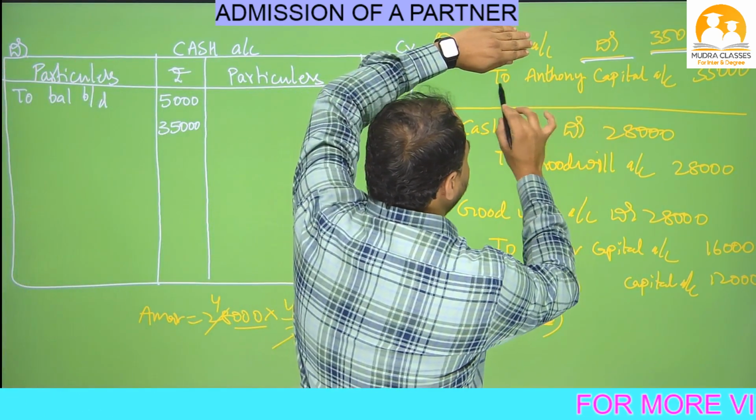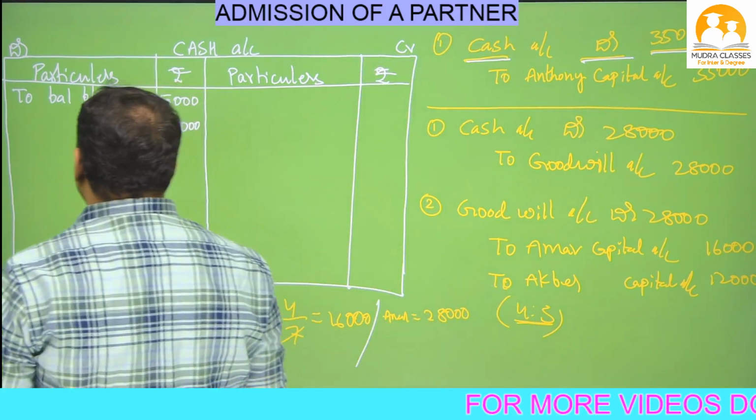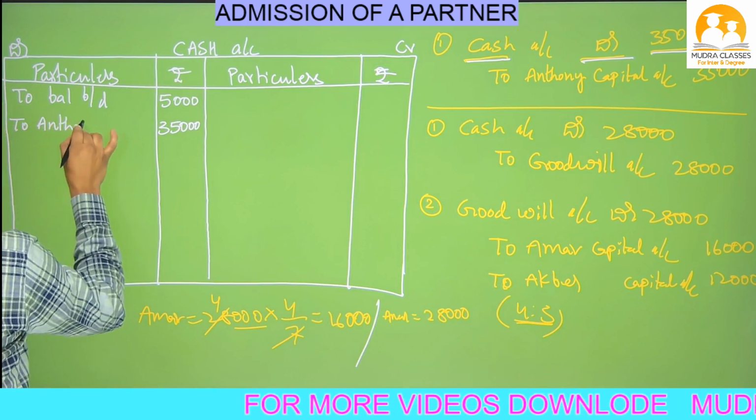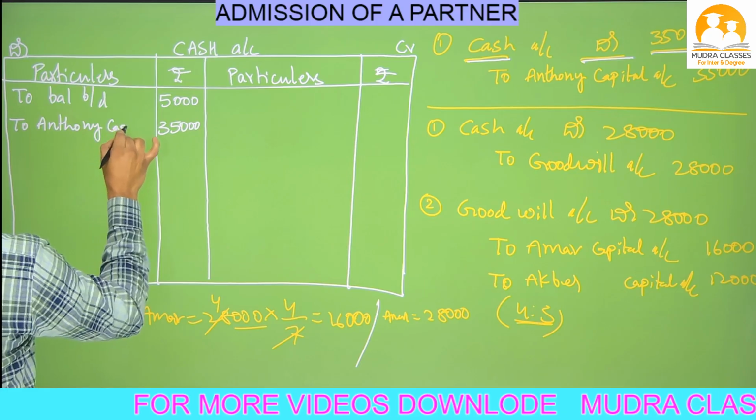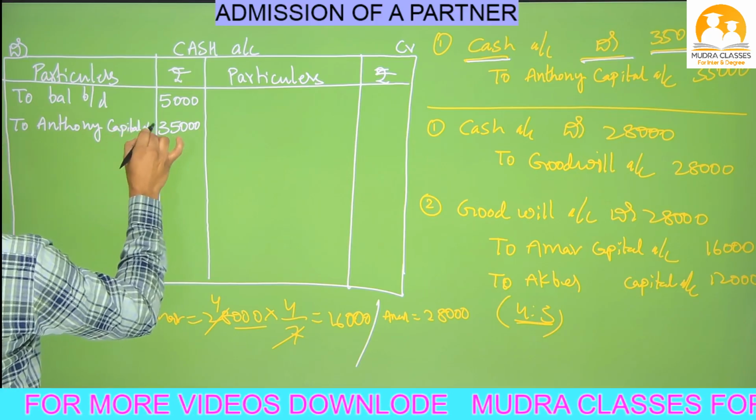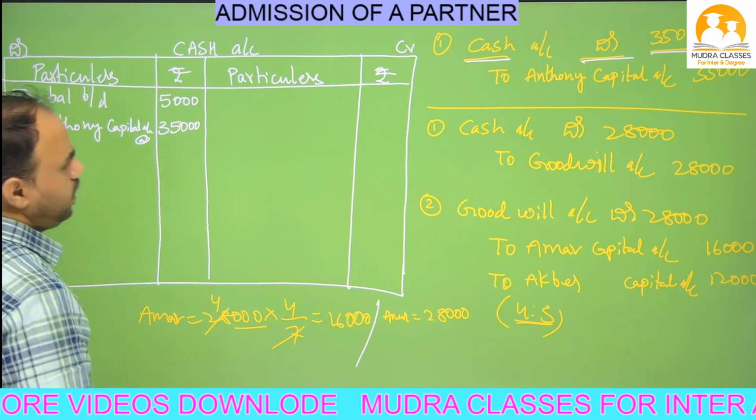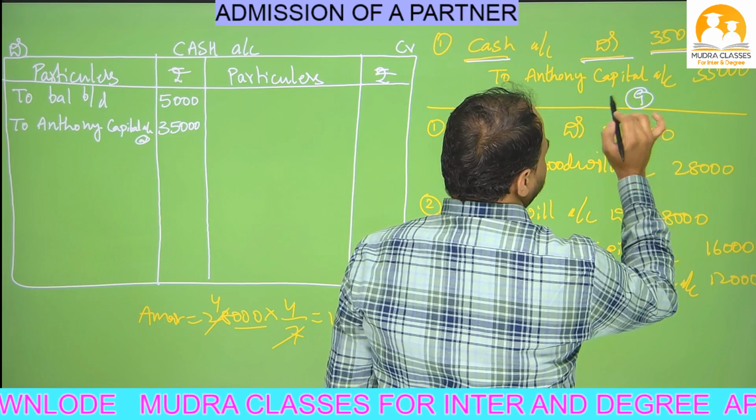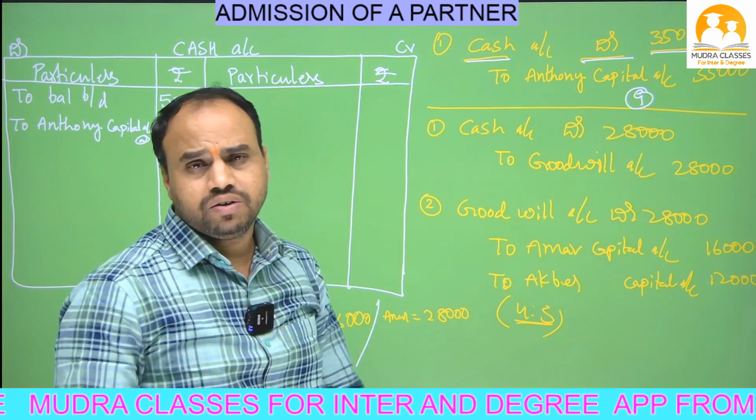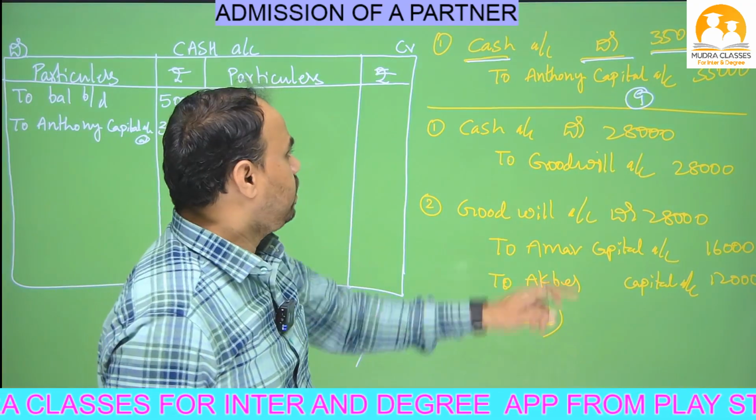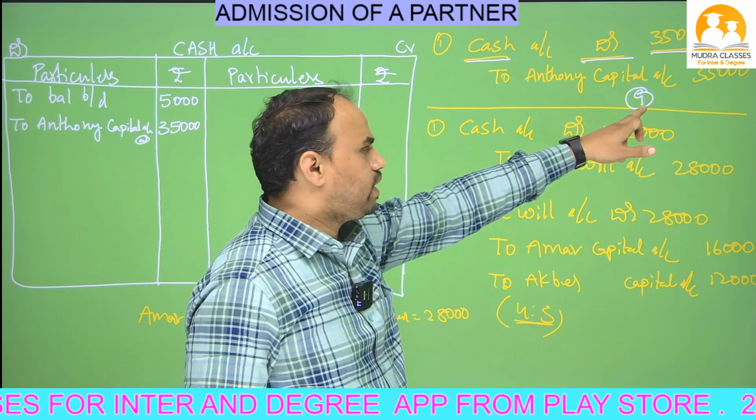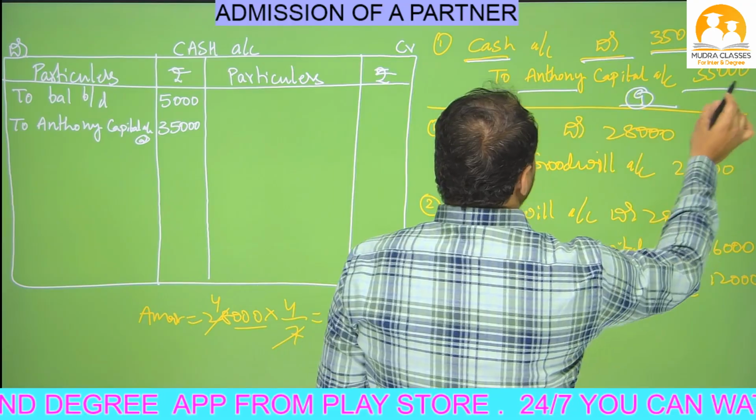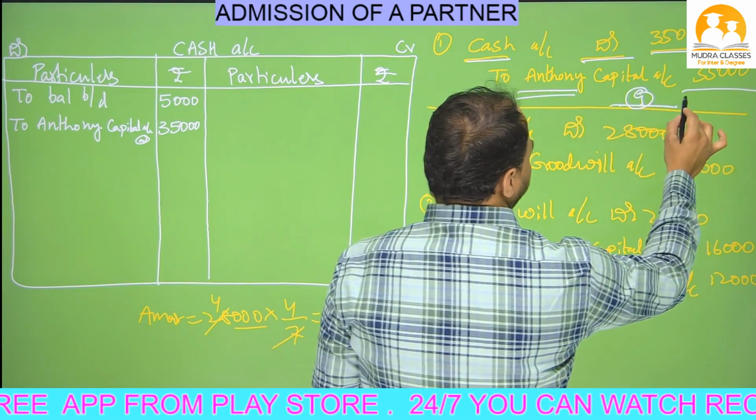What is opposite? Anthony capital. So write down here to Anthony capital account. Okay. This is adjustment number A. Okay, next cash is on debit side, that means Anthony capital is on which side? Credit side. We have only two sides beta, one is debit side, another one credit side. If cash is on debit side, that means Anthony capital is on credit side. So write in Anthony capital credit side 35,000.